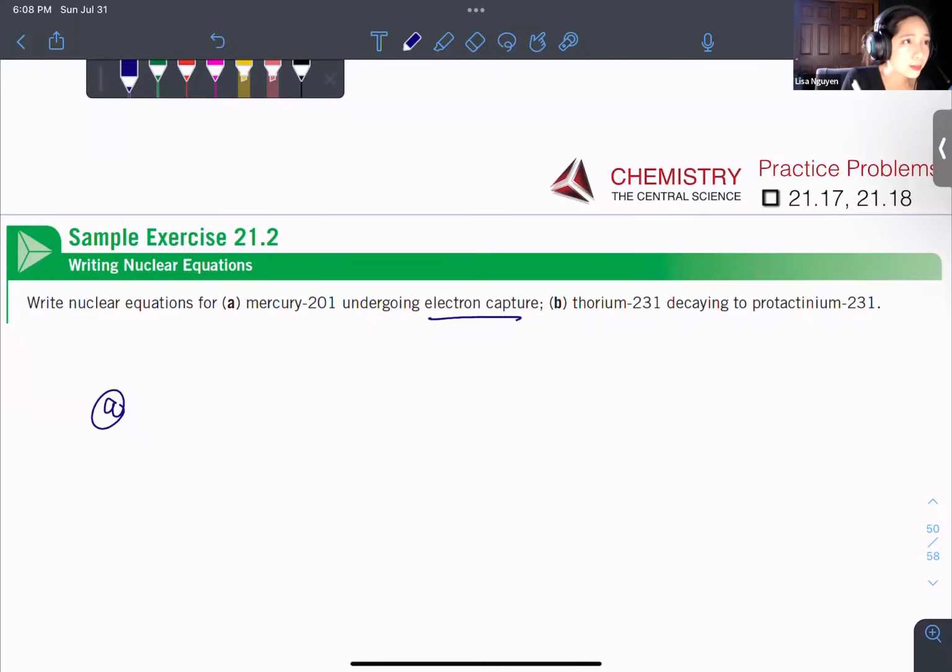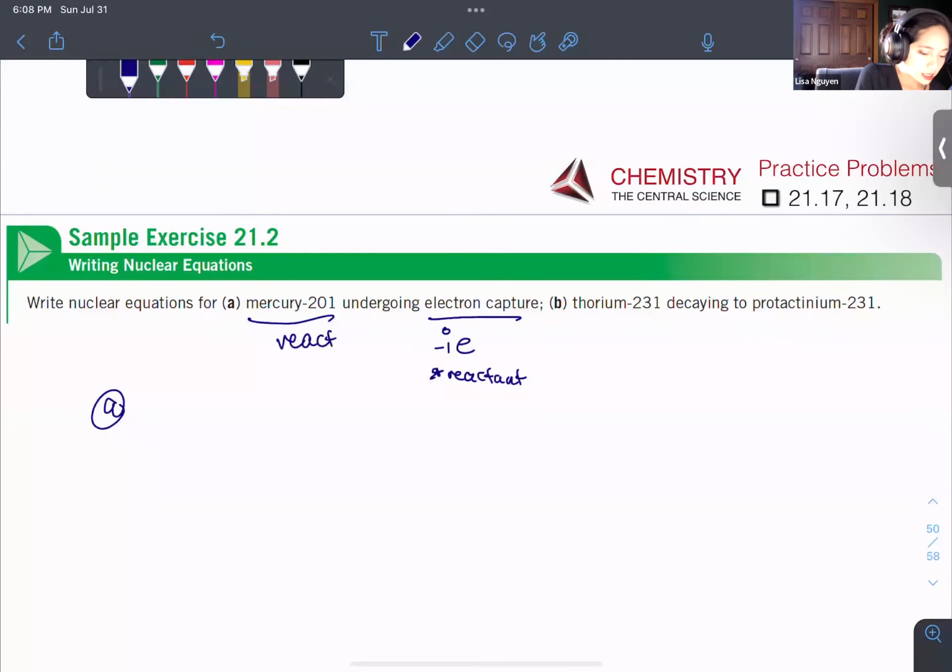So in electron capture, your reactant is capturing an electron. An electron has no mass, but it has a charge of -1. So we put a -1 where the number of protons would go, because an electron is a -1 charge. And this is different from all of the other nuclear reactions we have: this is actually a reactant. Our mercury-201 is also a reactant, because that's the species involved in this nuclear reaction. So both of those things are reactants.